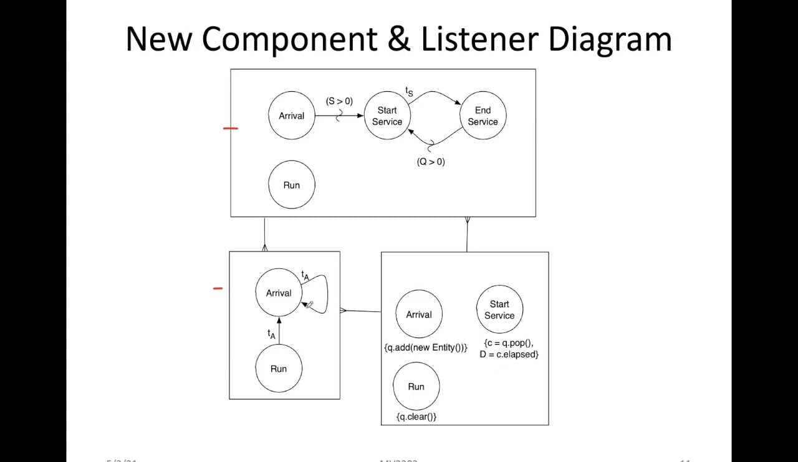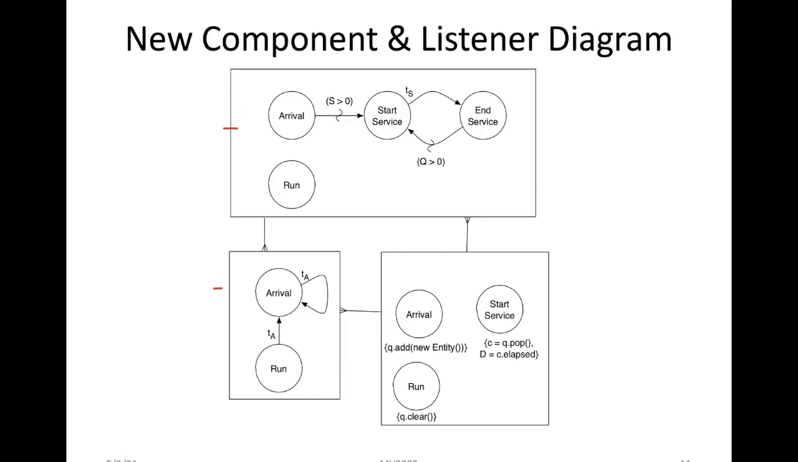So this will hear an arrival event from the arrival process. And when it does, we simply add a new entity to our queue here. It will not hear, and this is important to understand, it will not hear this arrival event. And why? Because this arrival event in the simple server is heard from the arrival process, and so it does not get dispatched to its listener. But it will dispatch start service and actually end service for that matter.